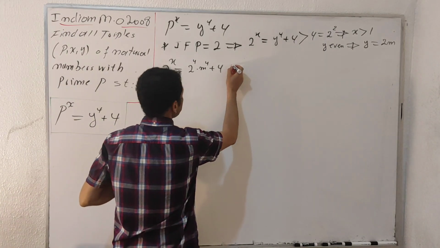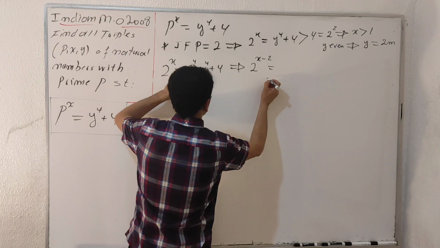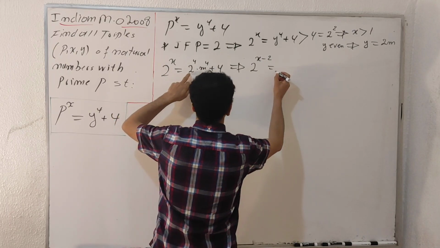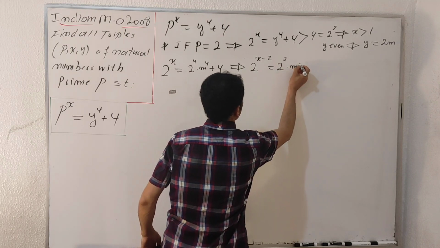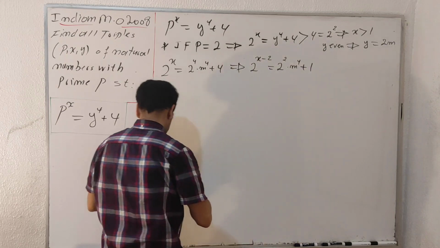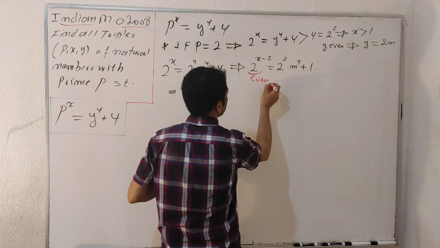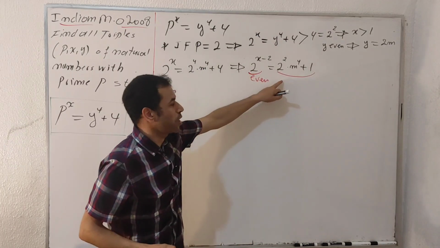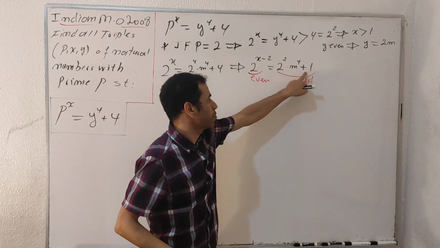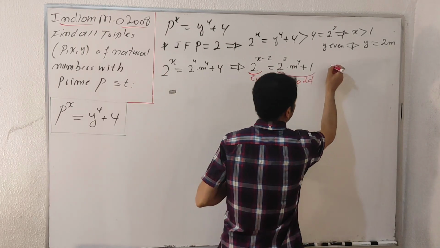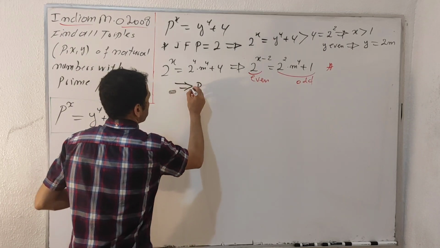So this one will have 2 to the x minus 2 equals, dividing 2 to the fourth by 2 to the 2, giving 2 to the 2 multiplied by m to the fourth plus number 1. Now the left hand side of this equation is even, but the right hand side of this equation is odd, because this term is even and plus number 1 becomes odd, which is a contradiction, which is impossible. This is telling us p must be odd.